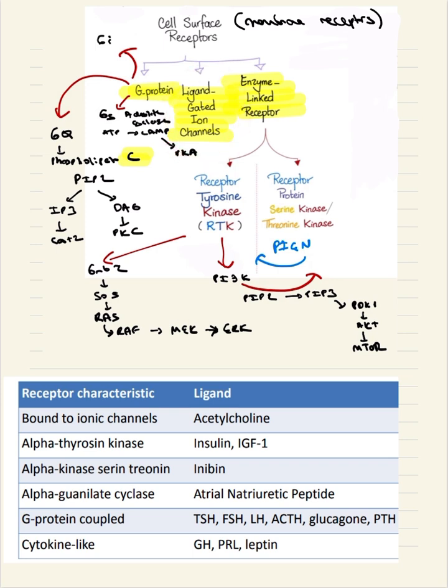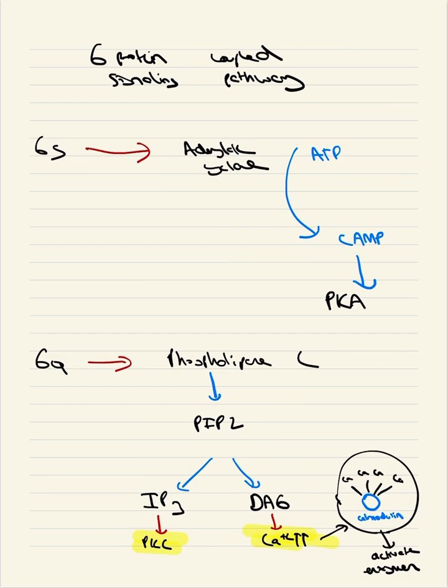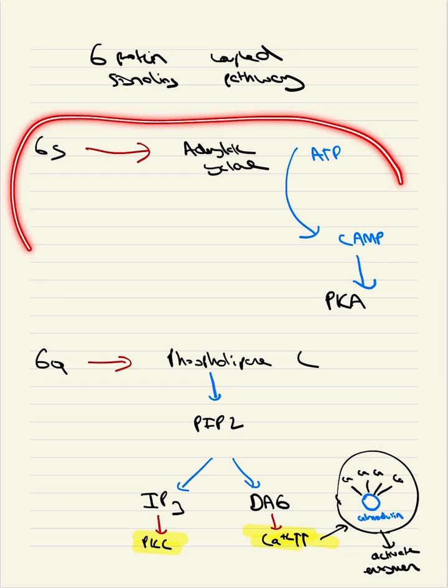The most important one that you need to know is that the G-coupled pathway is very important. Mainly GS and GQ, and GI is basically the opposite of GS. What GS does is that it activates adenylate cyclase, which converts ATP into cyclic AMP, which then activates protein kinase A, which will then go ahead and do various functions, okay? It can phosphorylate many targets. But basically, this is the main cell signaling pathway.